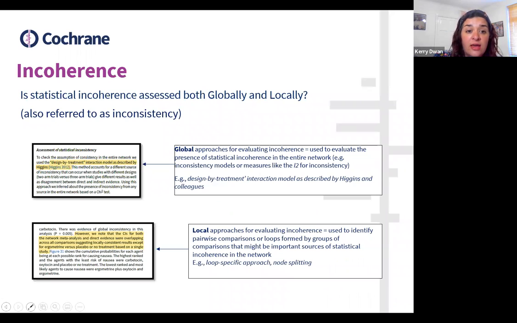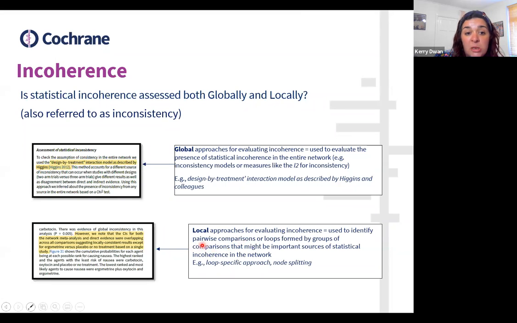Then thinking about incoherence, it's important that this is considered in the methods section and the results as well. There are 2 approaches to this, global and local. Global approaches evaluate incoherence in the whole network, so it looks at the whole network as one, and design by treatment interaction models are one way to do this. As you can see here in this example in the methods section, they mention a design by treatment interaction model. Another approach is a local approach, which looks at individual loops within the network to see if there are any hotspots for incoherence.